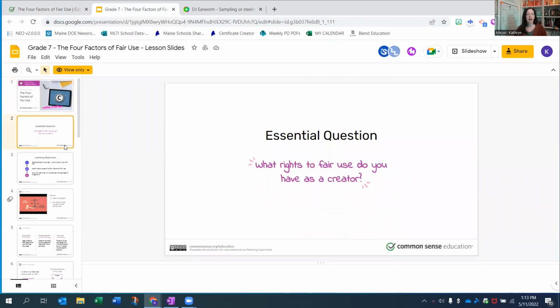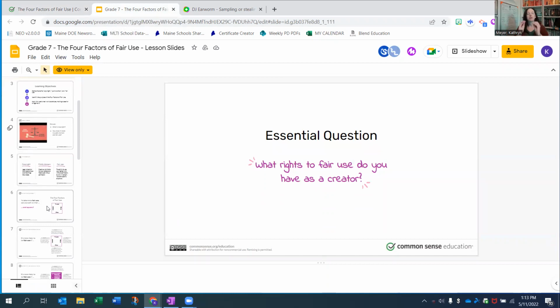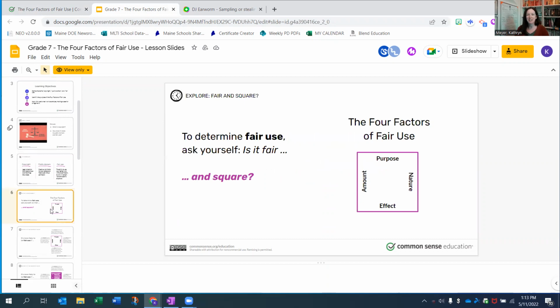So we've got our essential question again, what rights to fair use do you have as a creator? So everything that we do with our students in this lesson is going to be working toward answering that question, which I think is really important. And so they've got this kind of catchy phrase that I like. So to determine fair use, you would ask yourself, is it fair and square? And I think that's a really great way to remember it.